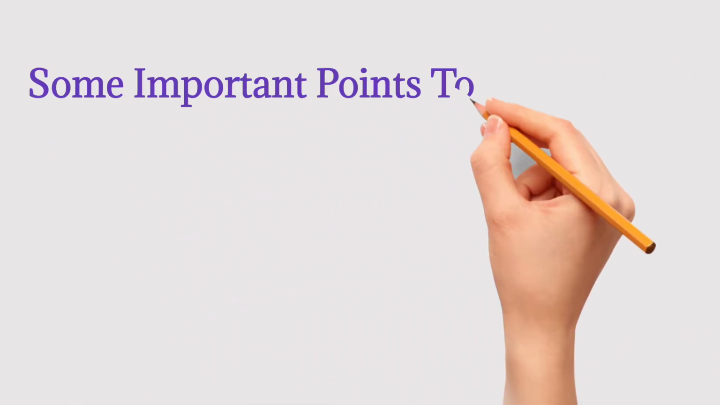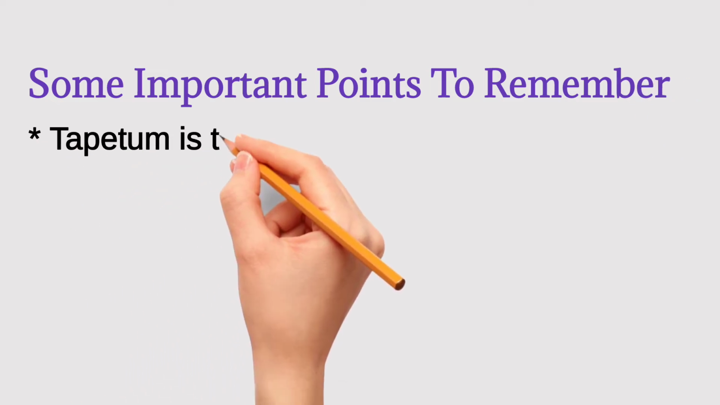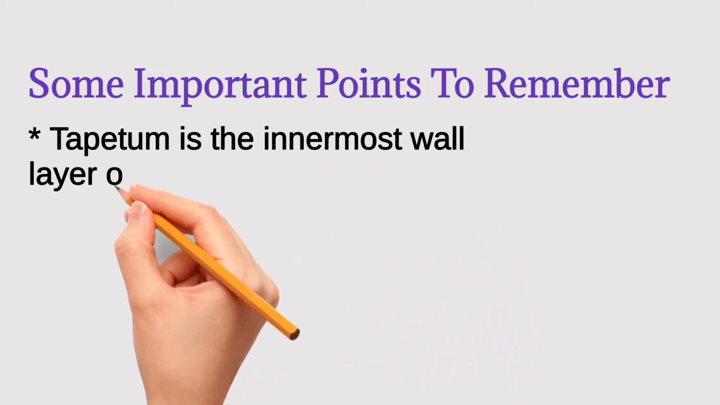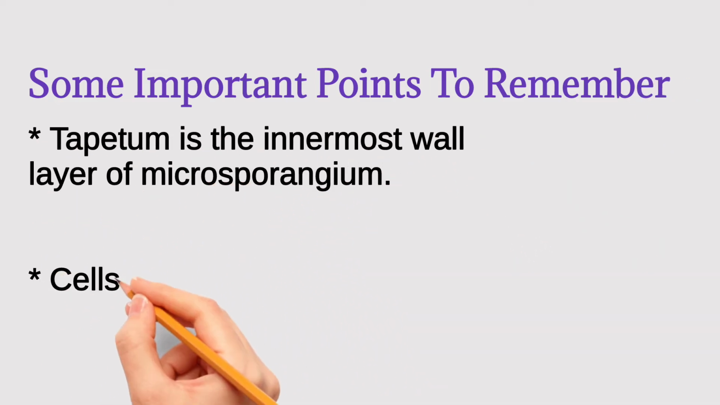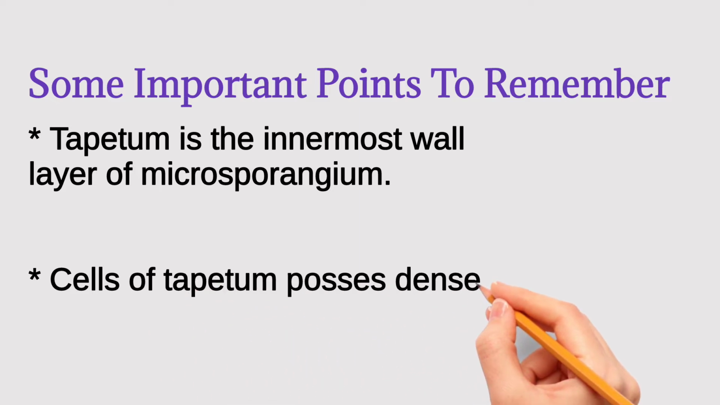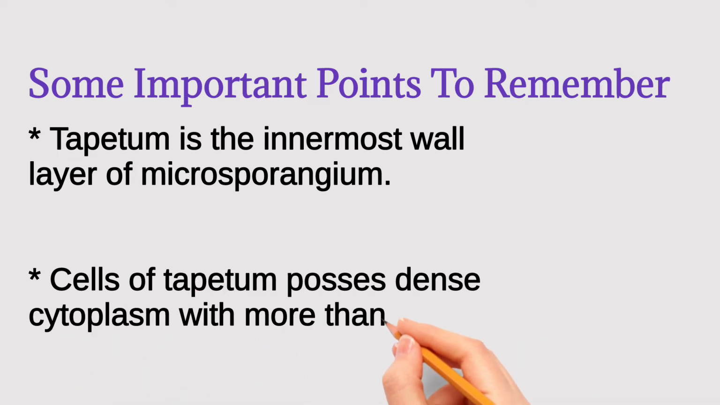Some important points to remember. Tapetum is the innermost wall layer of sporangium. Cells of tapetum possess dense cytoplasm with more than one nucleus.